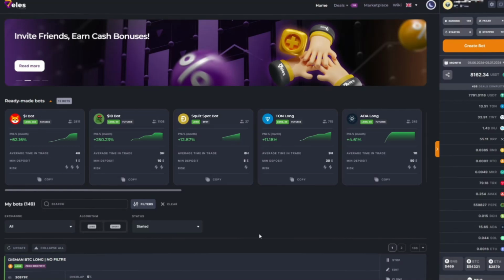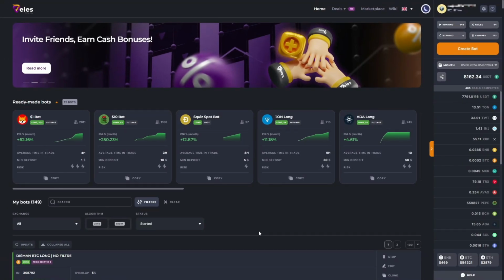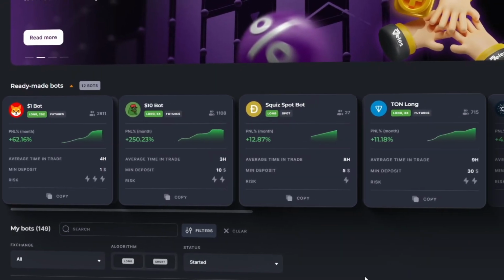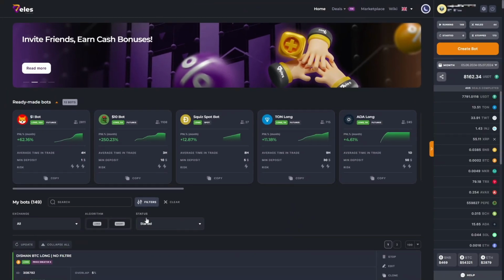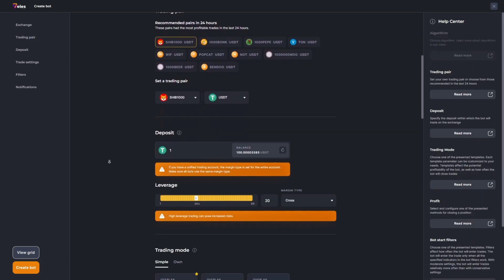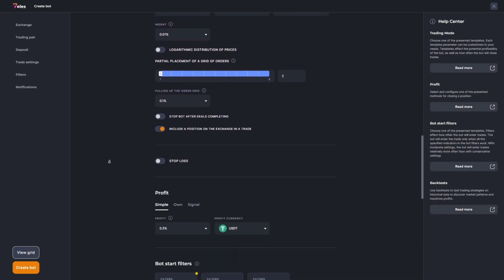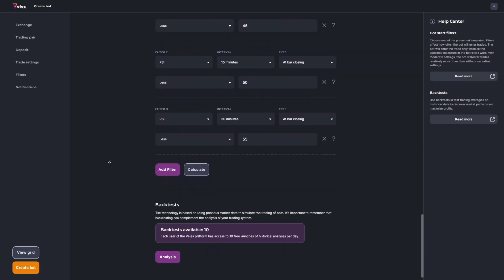The first thing you will see after registering and entering your account is a showcase of ready-made bots. Here you can launch your first bot. If you are a beginner, try the $1 bot but do not change the settings. This bot has increased risk and is designed to study market mechanics.